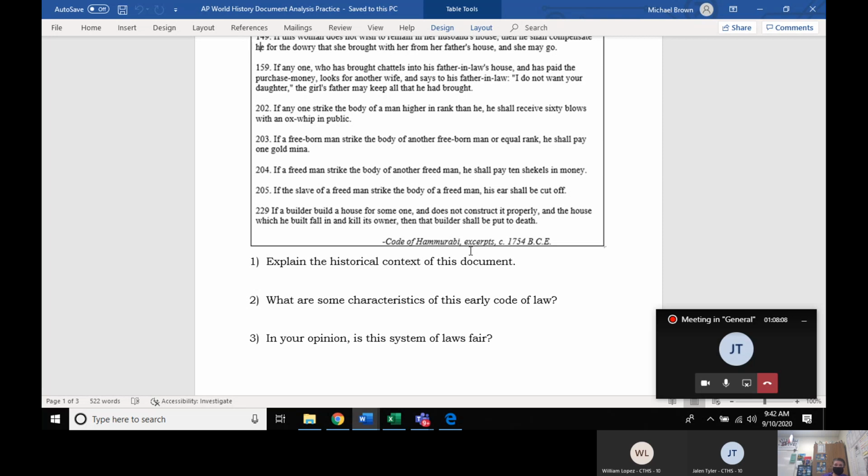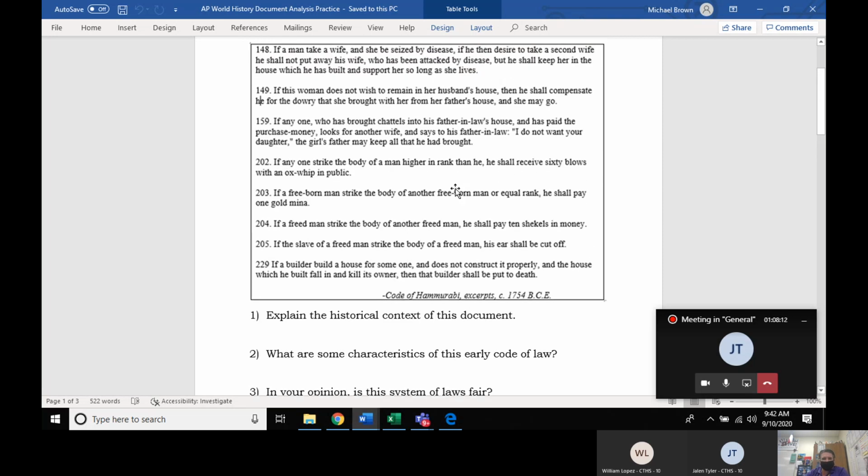Very similar things are in here. One of the codes is, you walk up to some guy who's of the same level as you, and you punch him in the eye and knock his eye out, somebody's going to come and rip your eye out. It is very much based on reciprocity, on retribution. What else did you guys notice? I kind of gave away something just a second ago.